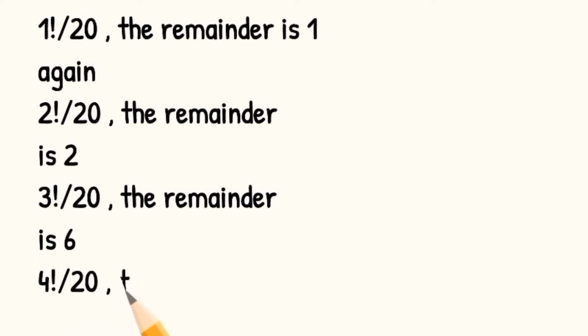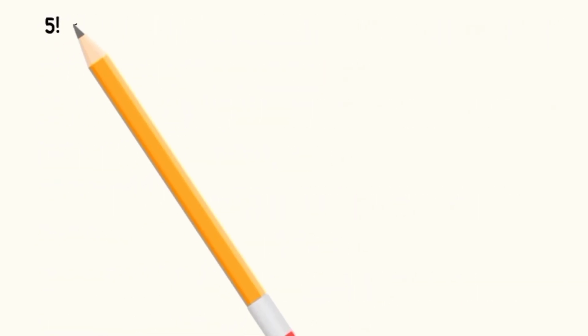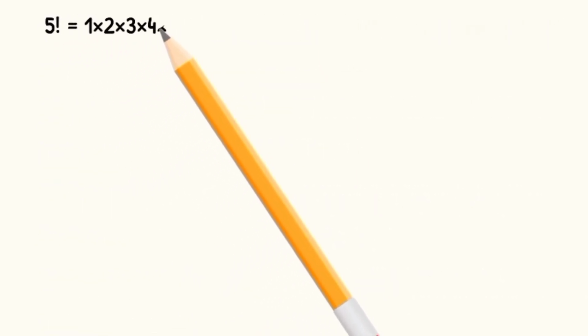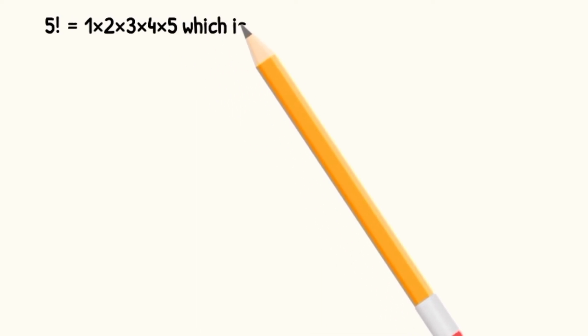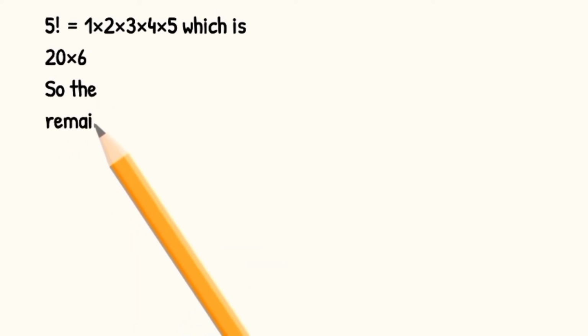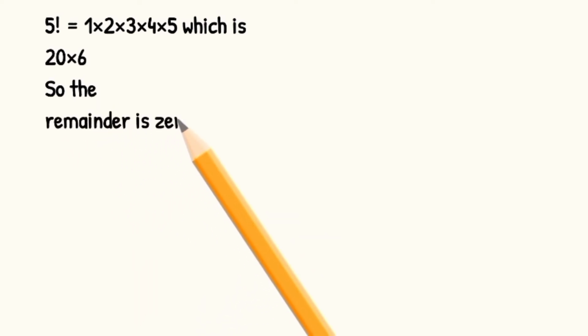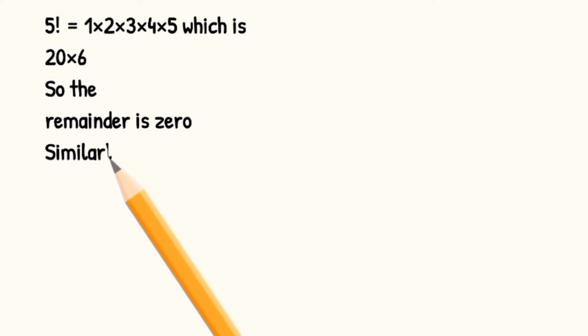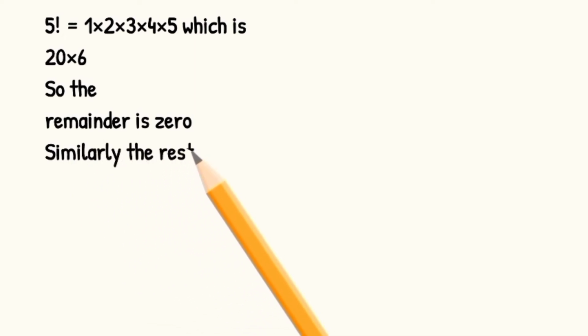4 factorial by 20. And that's 3 factorial into 4, right? And that is 6 into 4. We can write it as 24. 24 by 20. Now, the remainder is 4. Now, the next one, that is 5 factorial. It's 1 into 2 into 3 into 4 into 5. And you can notice a 4 into 5 at the end, which is 20. So you can write 5 factorial as 20 into 6, or 3 factorial, which means it's a multiple of 20, right? Now, if you divide it by 20, the remainder is obviously 0.